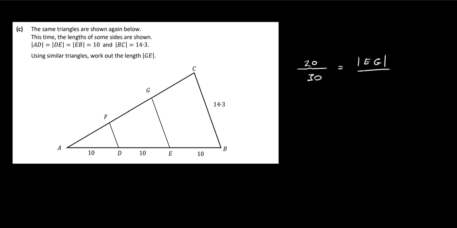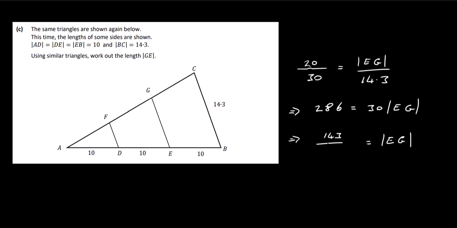divided by 14.3. Because we have a fraction equal to a fraction, we cross multiply. When you multiply 20 by 14.3, you get 286. Multiply 30 by EG, and then just divide both sides by 30. That'll give you the distance from E to G, which is what we're looking for. When you do that, you get 143 over 15, and we'll just say units.